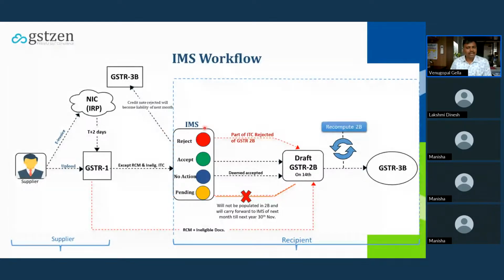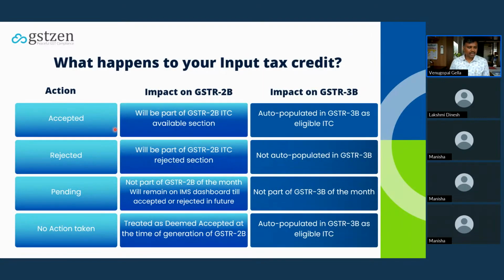Now, when you say ineligible credits, that means the place of supply not being the location of the recipient, or the time limit of 30th November: the credits flowing into your IMS record or 2B record after 30th November would form part of ineligible credits. Now, when you say accepted, it will be part of GSTR-2B and auto-populated in 3B. If you reject, it will be part of 2B in a rejected section and it will not come to your GSTR-3B. That's an important thing that you should be aware of.